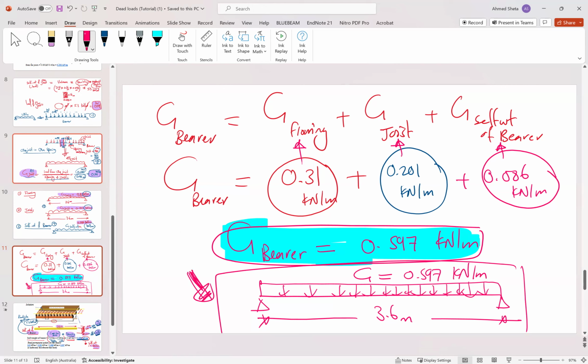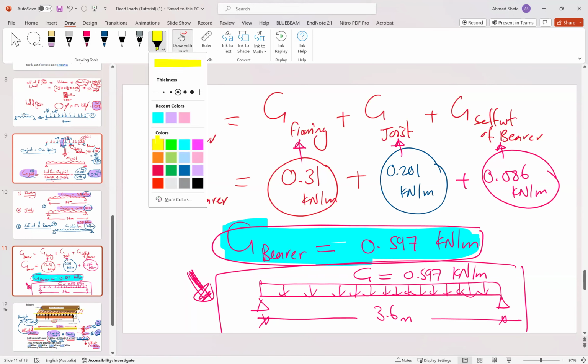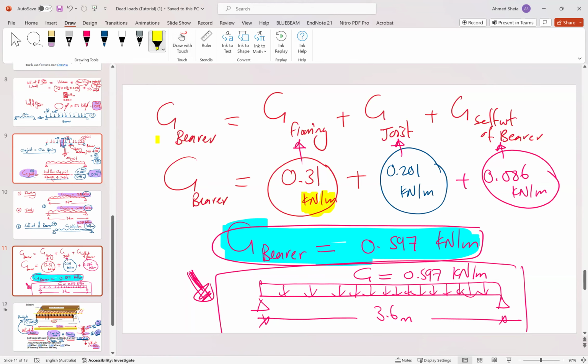So the final dead load on the bearer is again the summation of three components, which are the flooring and joist and self weight of the bearer. And all the loads again need to be calculated in, as you can see, kilonewton per meter. Because you cannot sum or add values with different units together. So you need to have consistent units, which is kilonewton per meter, to add the loads together.